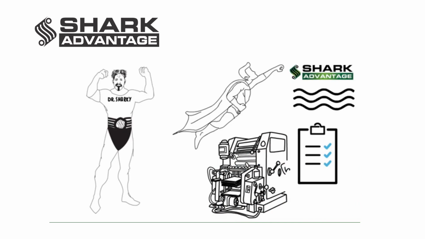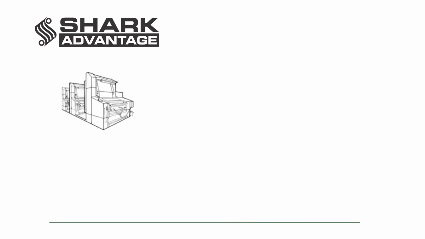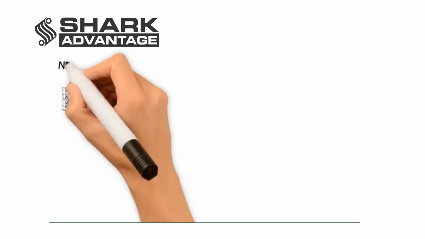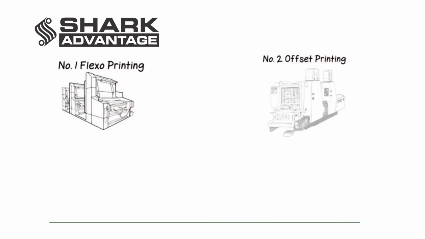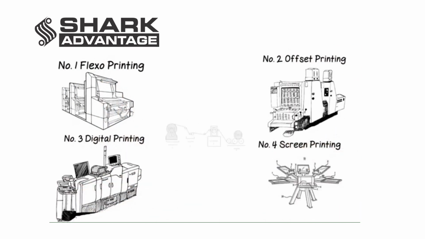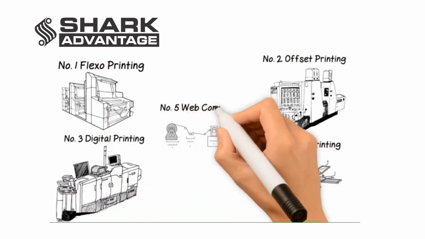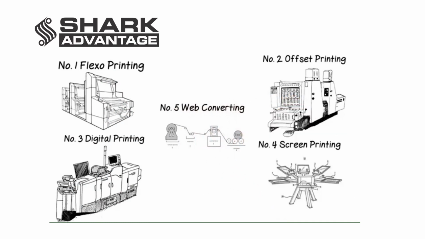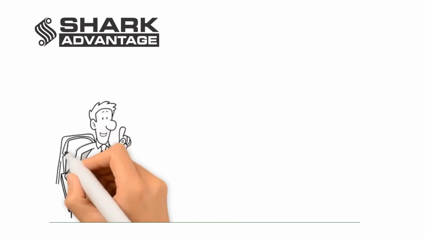Dr. Sharky: In my world, there are 5 different types of uses where we can improve your processes. Number 1, flexo printing. Number 2, offset printing. Number 3, digital printing. Number 4, screen printing. And number 5, web converting. Now, let me tell you how our technology works.